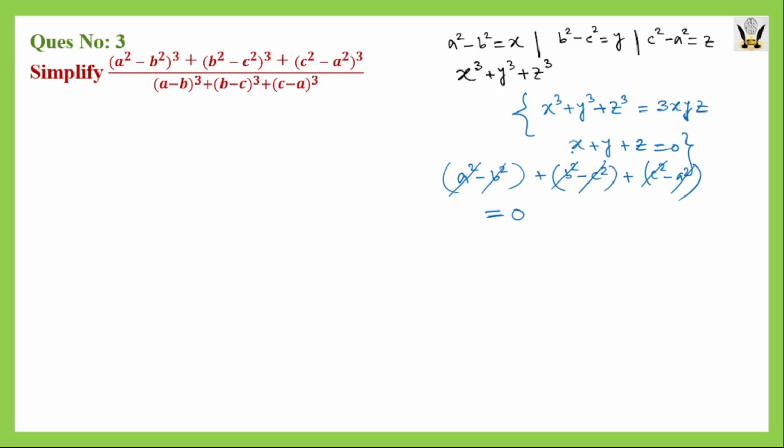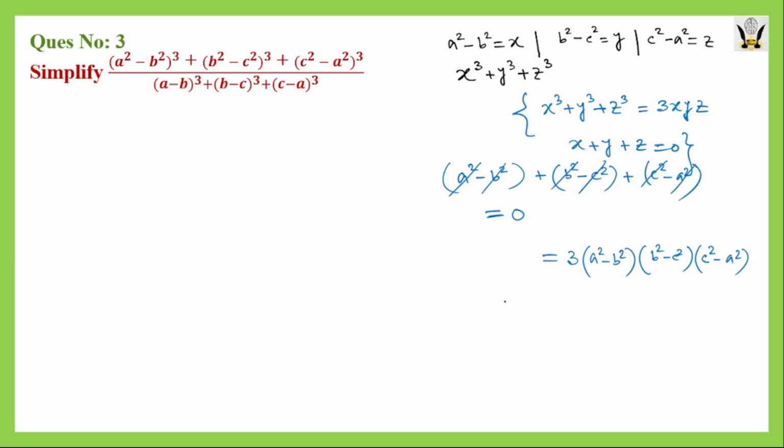That means in the given expression, the x plus y plus z value is coming as 0. So x cube plus y cube plus z cube, what we have in the numerator, that will be finally equal to 3xyz, means 3 in place of x it will be a square minus b square, y means b square minus c square, and then z.